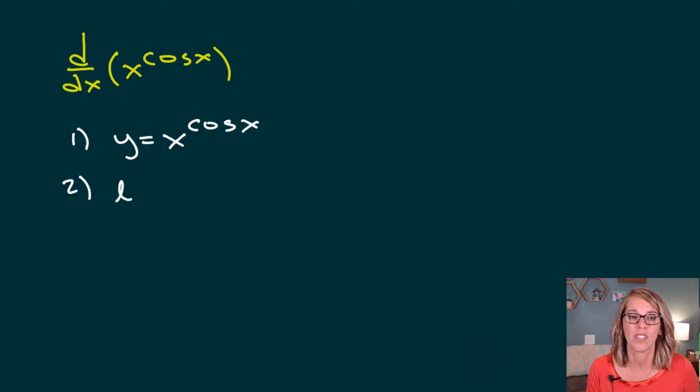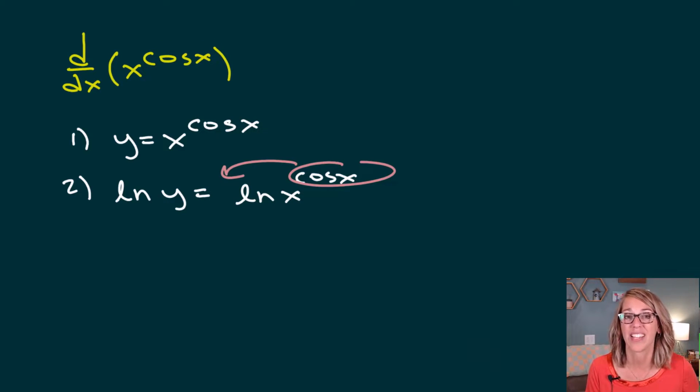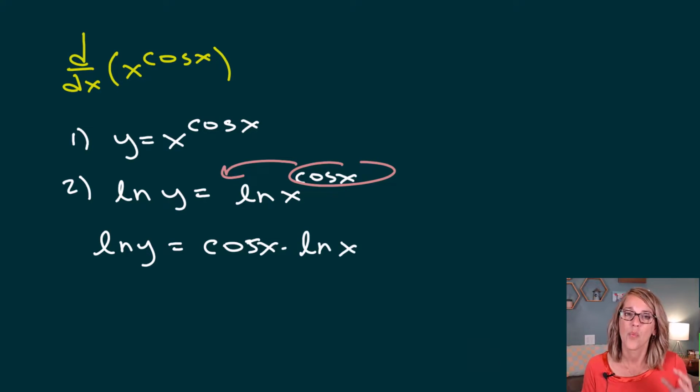Step number 2 is to apply that natural log on both sides. And this is where the magic happens, right? Because this is where I'm able to kind of free that cosine of x and bring it out in front. So I end up with the natural log of y is equal to cosine of x times natural log of x.